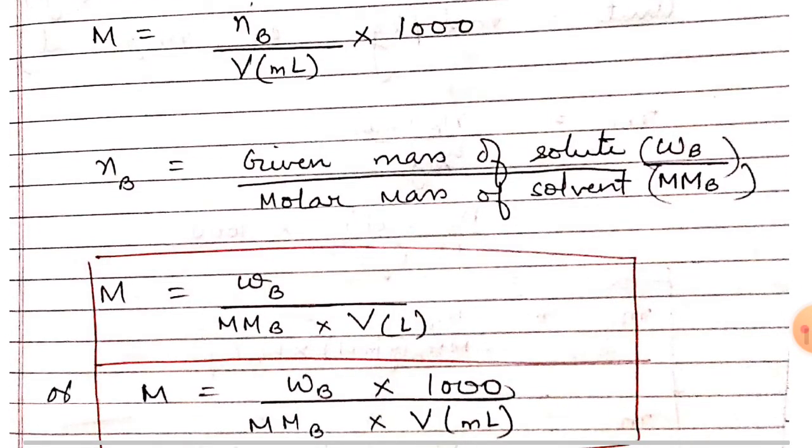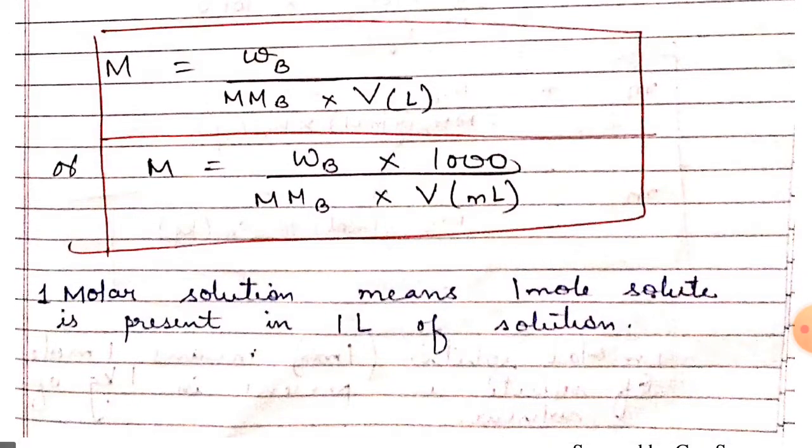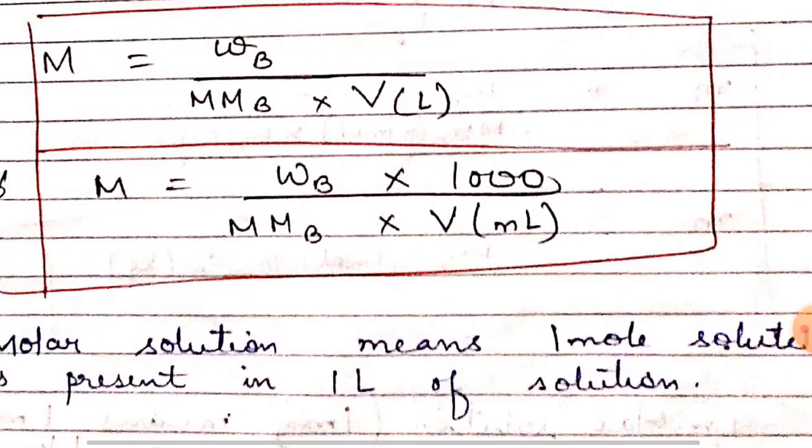And number of moles of solute is given by mass of solute upon molar mass of solute, that is WB upon MMB. So molarity M is equal to WB upon MMB into V liter, or M is equal to WB upon MMB into V into 1000. And 1 molar solution means 1 mole of solute is in 1 liter of solution. So 1 mole in 1 liter. Learn this formula and the definitions.